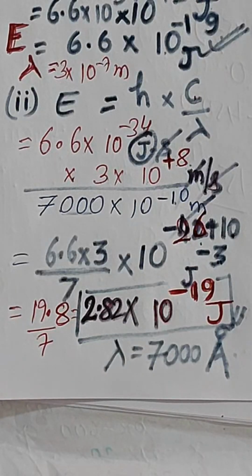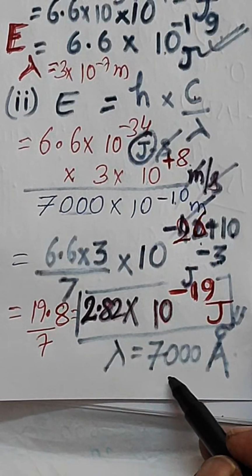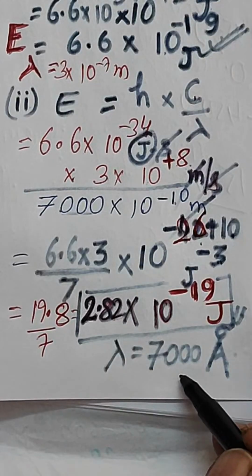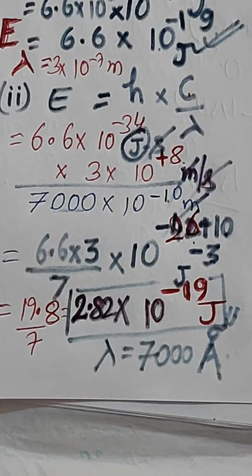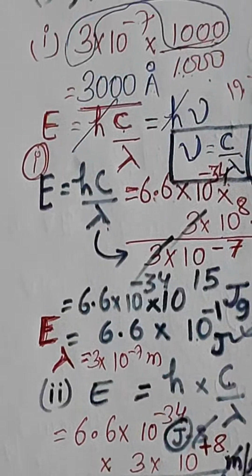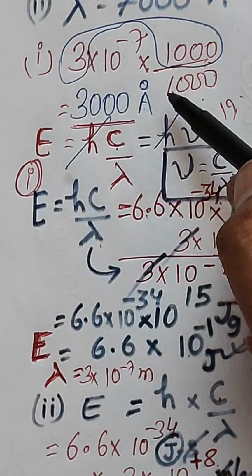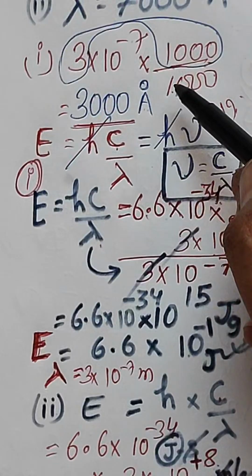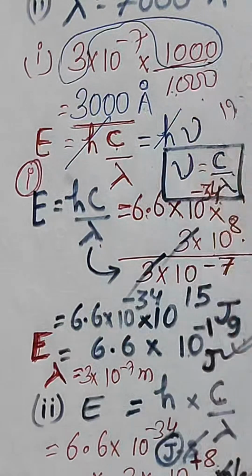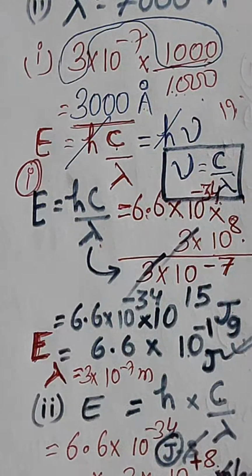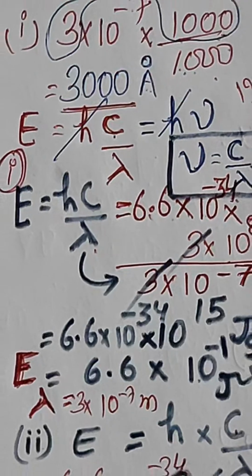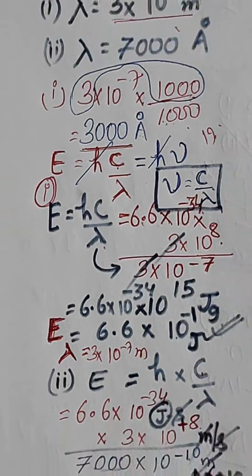And this electromagnetic wave is in the deep red region, and earlier we have seen for 3000 angstrom, that is near the ultraviolet region. So students, in this way we have solved both the questions of today.